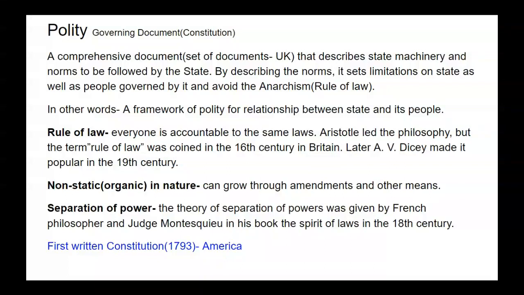Another part of constitution is separation of power. The theory of separation of power was given by French philosopher and judge Montesquieu in his book The Spirit of Law in the 18th century. Regarding constitution, the first written constitution was the American Constitution. It was written in 1793 AD. So this is all about introduction to polity, and this is the end of the lecture. Thank you.